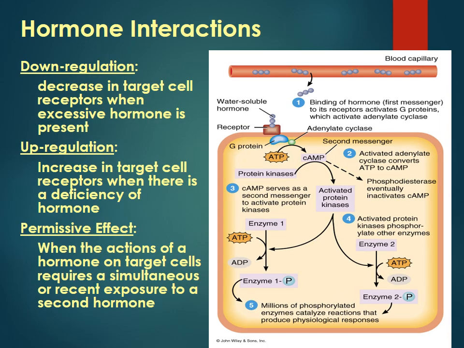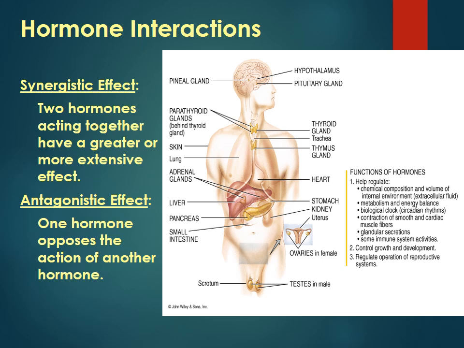There are also hormone interactions. For example, in downregulation, there is a decrease in target cell receptors when excessive hormone is present. In upregulation, there is an increase in target cell receptors when there is a deficiency of hormone. Permissive effect is when the actions of a hormone on target cells require simultaneous exposure to a second. When we say synergistic effect, two hormones acting together have a greater or more extensive effect. And when we say antagonistic effect, one hormone opposes the action of another hormone.